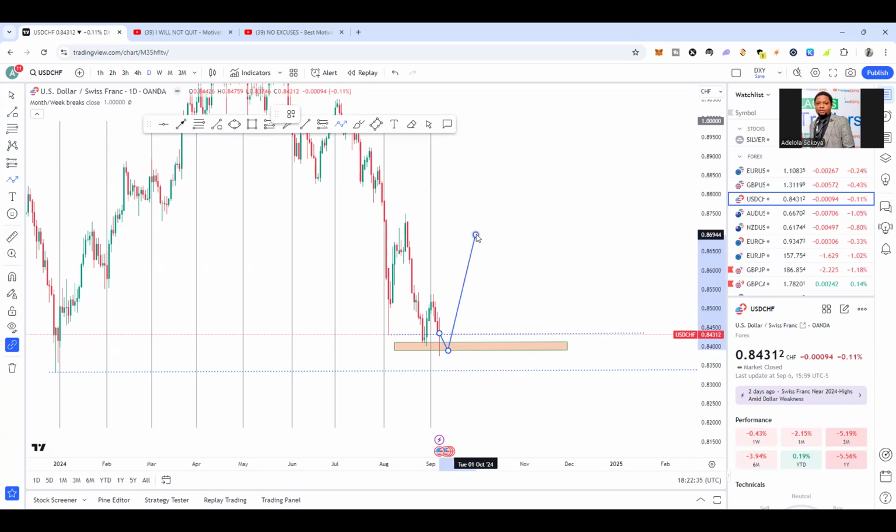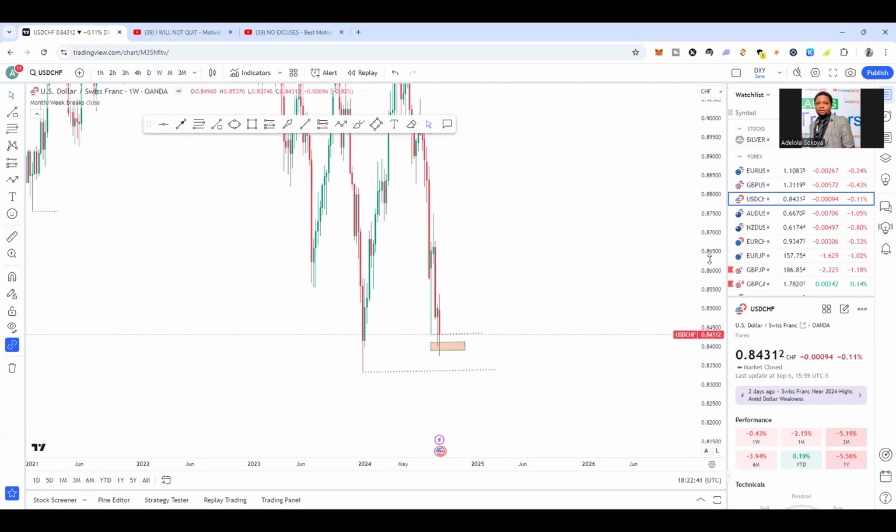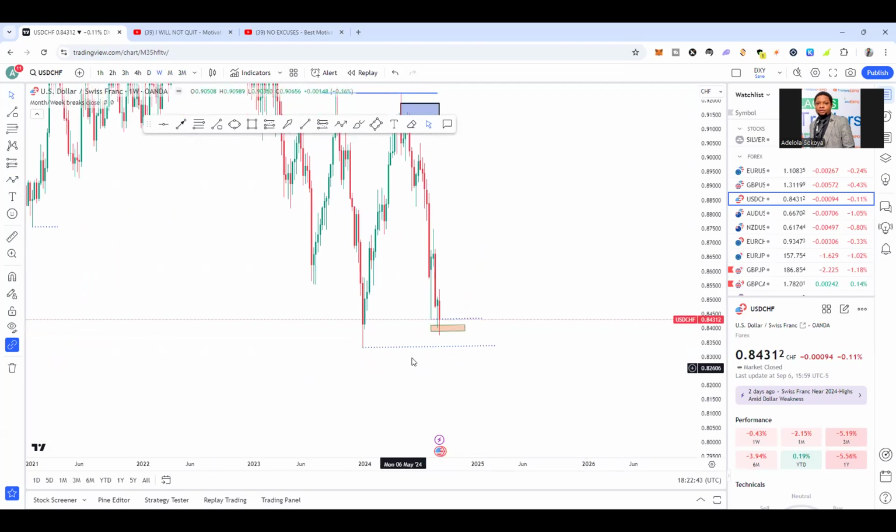All right, but this pair is a very stubborn pair, because if you look at the weekly time frame for this pair, we already have price bottoming out. We already have a bullish candle here. A hammer. There's another hammer here. So I'm expecting price to turn from here.